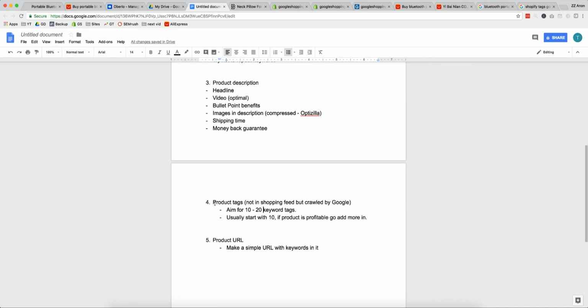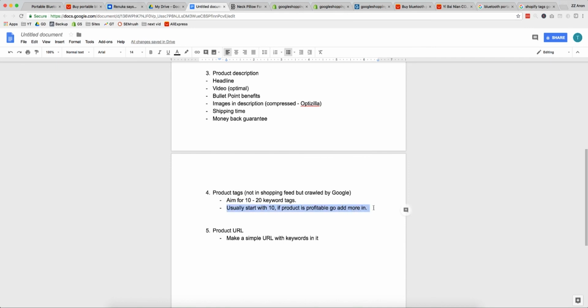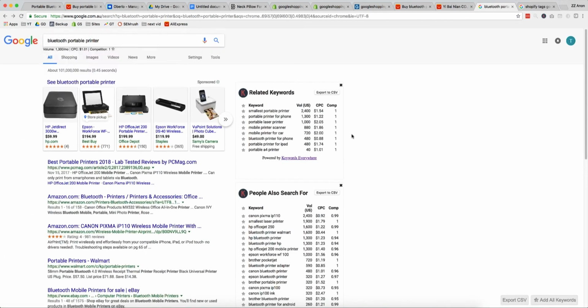So product tags. If you look at the Google Shopping feed, these actually aren't included in the feed, right? They're not pulled in. But when Google crawls a product page, they'll still crawl the tags. Ideally, when you upload a product, you want to aim for 10 to 20 keyword tags. What I usually do is tell my VAs to put in 10 keywords. And then if the product starts selling well on Google Shopping, I'll tell my VA to go in and add another 10 keyword tags. The way you find these keyword tags is just using high volume search keywords. So say if it was Bluetooth portable printer, I would go and add these as my product tags here.